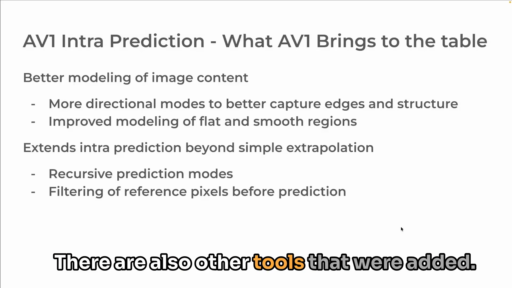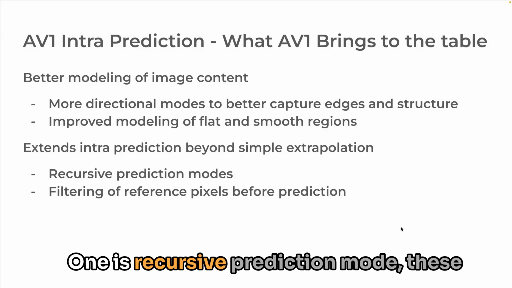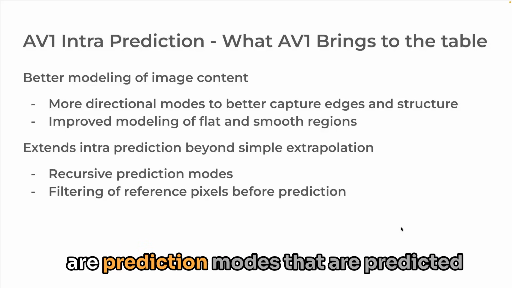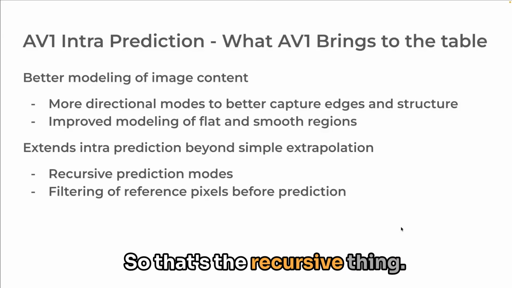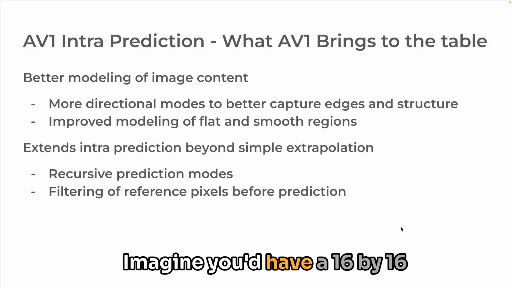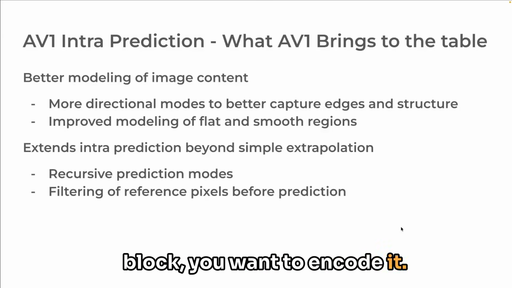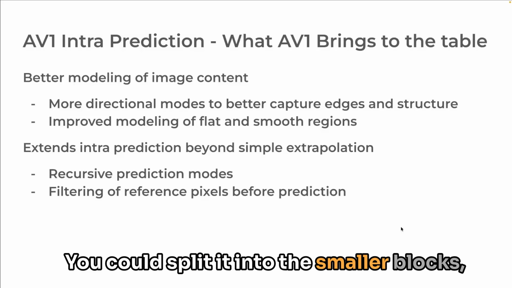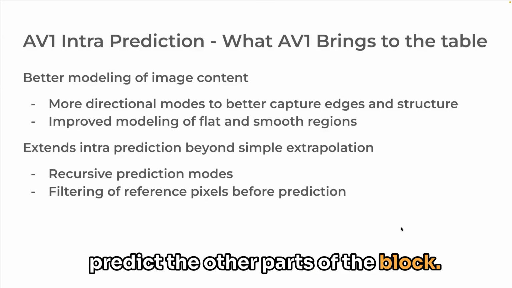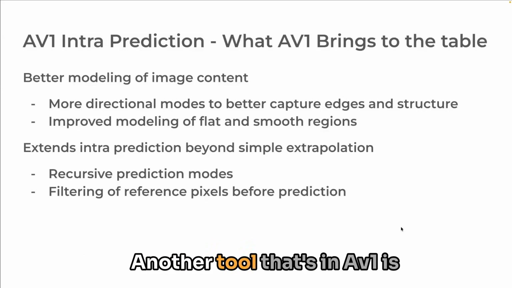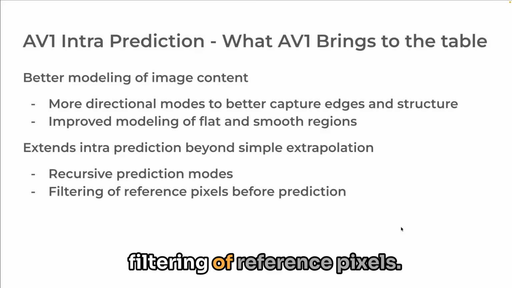There are also other tools that were added. One is recursive prediction modes. These are prediction modes that are predicted from the pixels inside the block that's actually being predicted right now. So that's the recursive thing. Imagine you'd have a 16 by 16 block, you want to encode it. You could split it into these smaller blocks, encode, and then from those predictions, predict the other parts of the block. Another tool that's in AV1 is filtering of reference pixels.